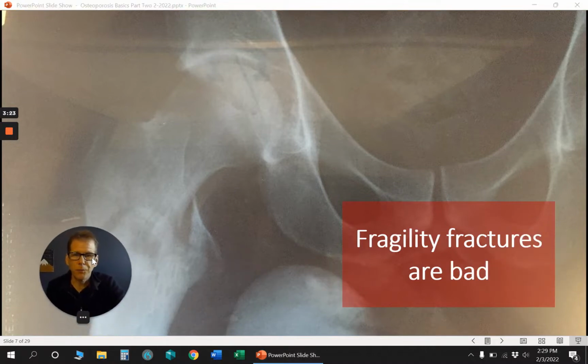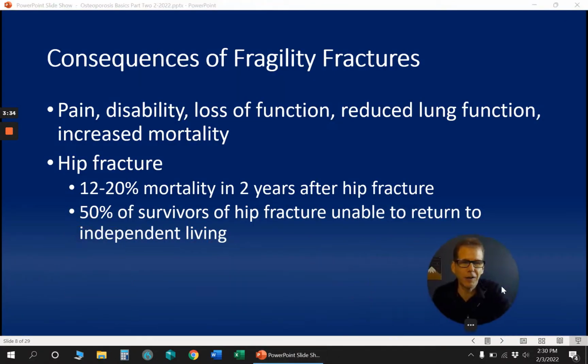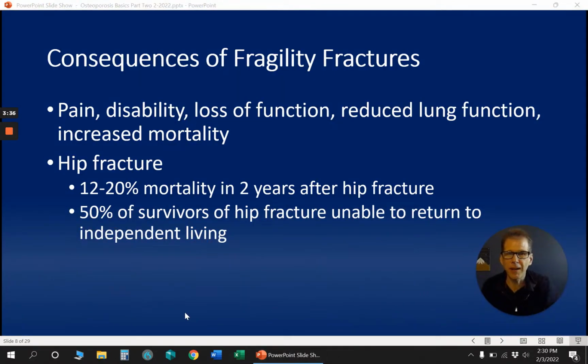And scoop myself out of the way. What I want to tell you now is that fragility fractures, they're bad. You don't want a fragility fracture. I don't want you to have a fragility fracture. I don't want to have a fragility fracture. Boy, having a hard time keeping myself out of the way here.